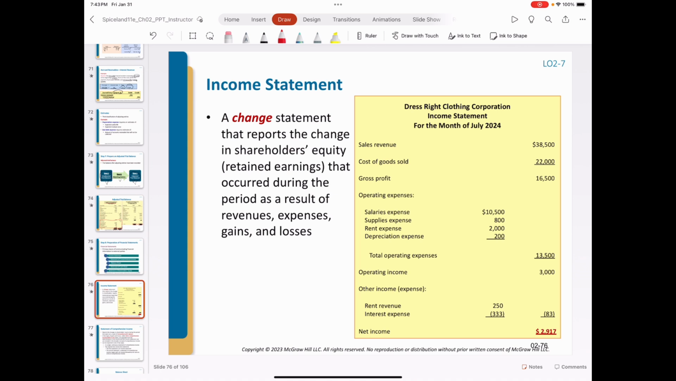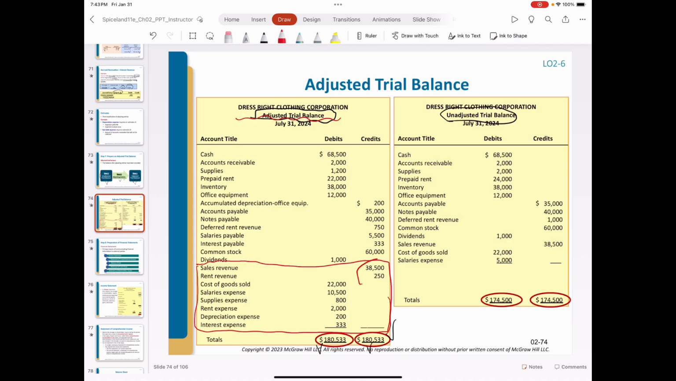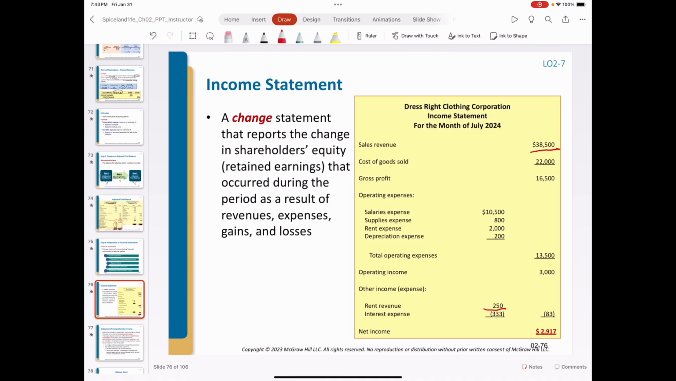This income statement includes two revenues. One is sales revenue, one is rent revenue. These two revenues are from here. There are a total of 6 expenses, and they are all here. 1, 2, 3, 4, 5, 6.